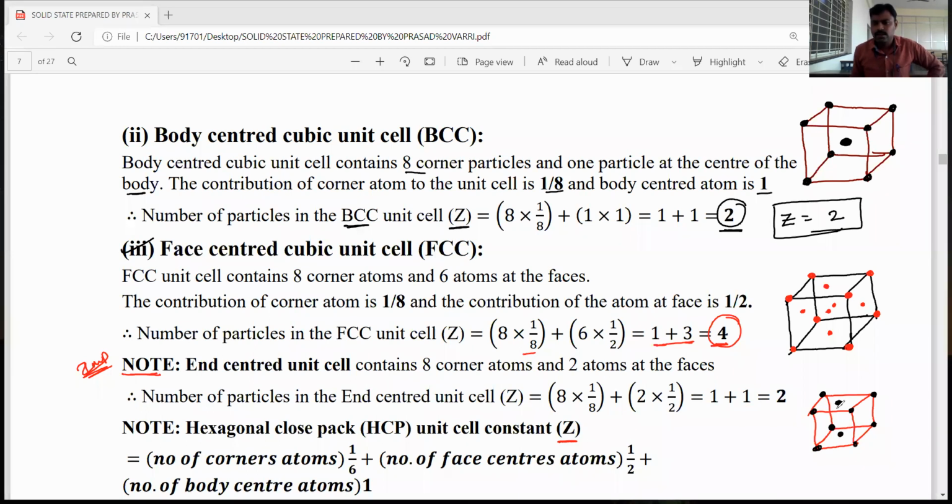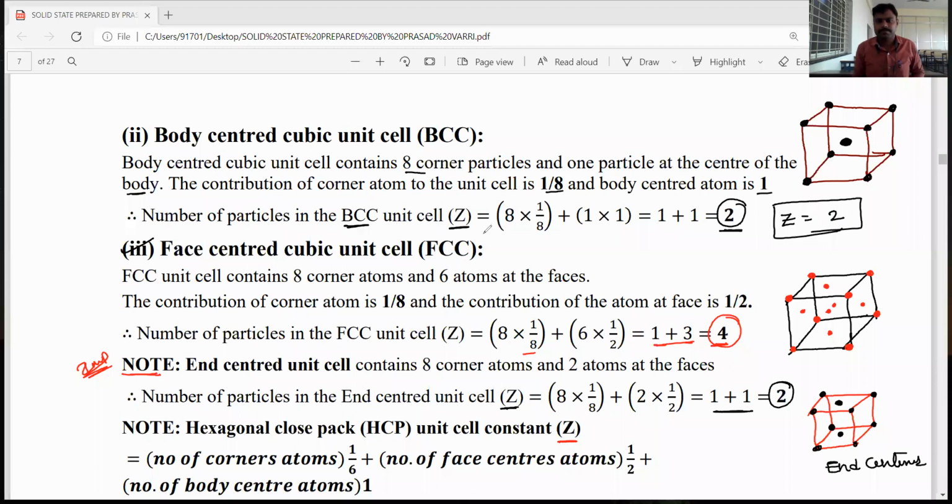Now its contribution, that unit cell constant, the number of particles present in an end-centered unit cell is equal to Z, which is 8 into 1 by 8 plus 2 into 1 by 2, which is 1 plus 1, equal to 2. This is about the end-centered unit cell. Okay, dear students.